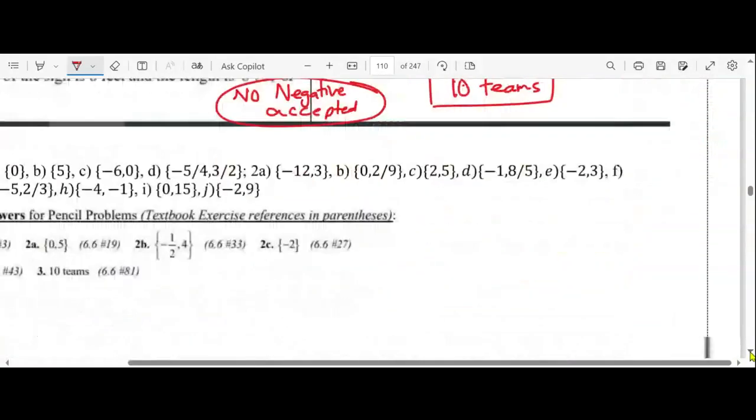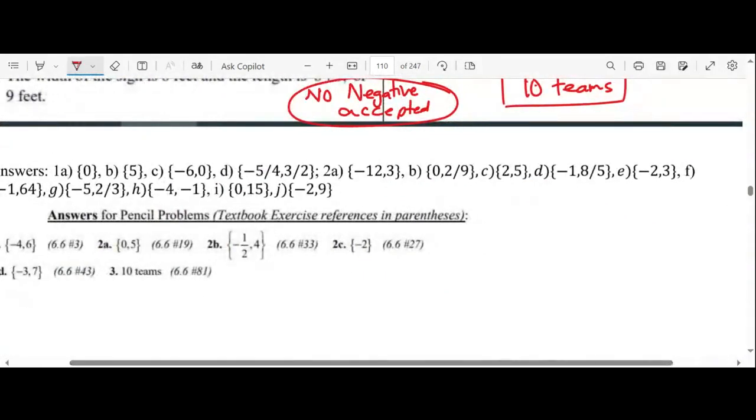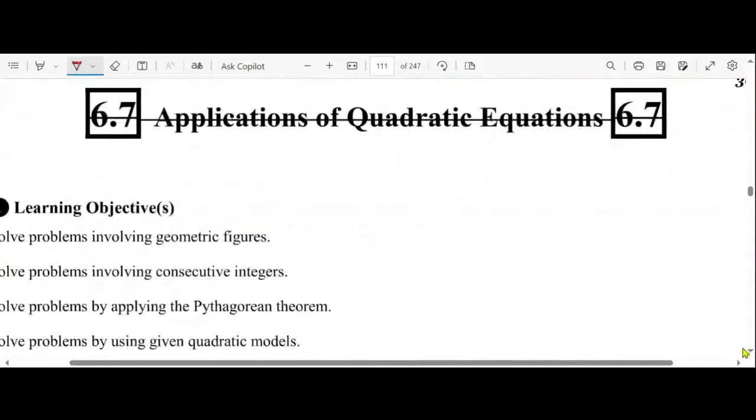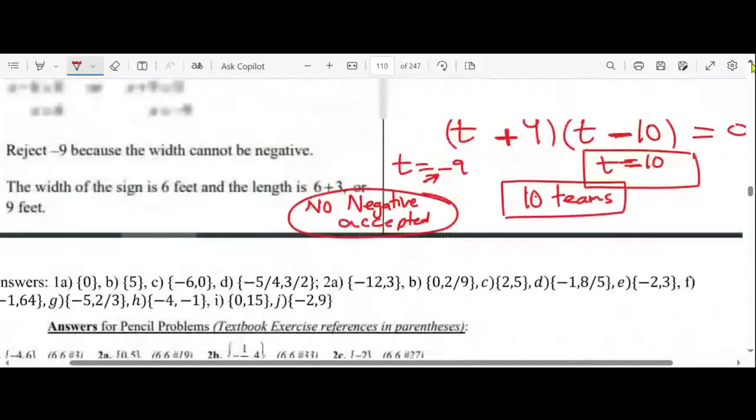Okay, is this clear? We're finished with 6 point what? 6.6. 6.7 is cancelled. Okay, let's start with chapter 7. I have to start chapter 7. Okay.